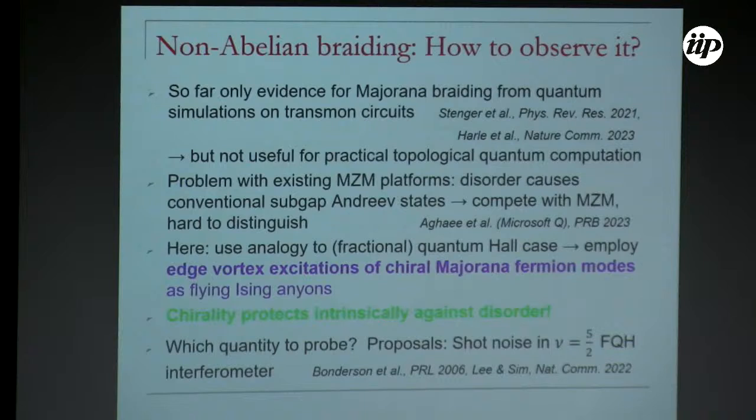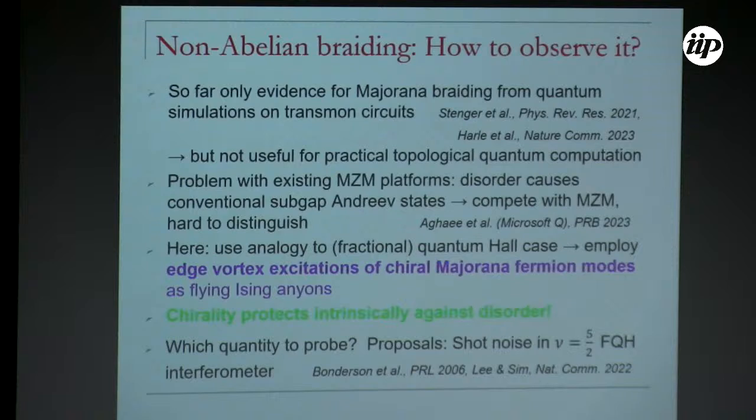So the question is then, how can we hope to observe non-Abelian braiding? So far, the only experimental evidence is from quantum simulation on transmon qubits, so circuits, these Google circuits with hundreds of transmon qubits. They allow you to do quantum simulations, and basically you can, with cleverly engineered circuits, mimic Majorana braiding, and this has been done in these two papers. And so this is evidence for Majorana braiding.